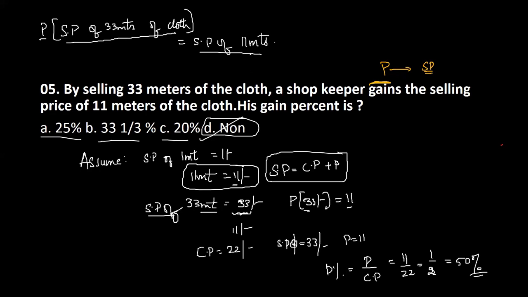Because that is the selling price of 11 meters of the cloth. Then that means you have the selling price 33, and you have the profit that is 11. Then how much is the cost price? How much is the cost price in that case? Cost price of 33 meters. You got that 33 meters for how much?